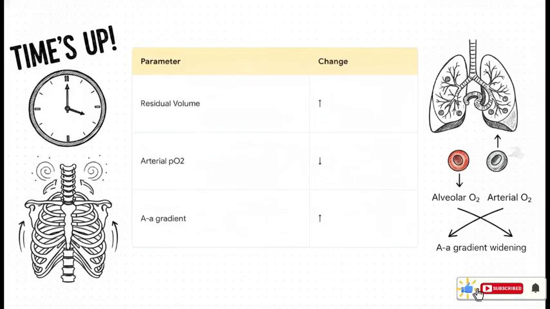Time's up. So, as we age, our chest wall compliance steadily decreases. Our ribs and joints just get stiffer over time. At the exact same time, we've had a lifetime of inhaling particulates, which leads to changes that actually mimic obstructive lung disease. Because of this combo, her residual volume is going to go up due to air trapping, her arterial PO2 goes down, and her AA gradient noticeably widens.